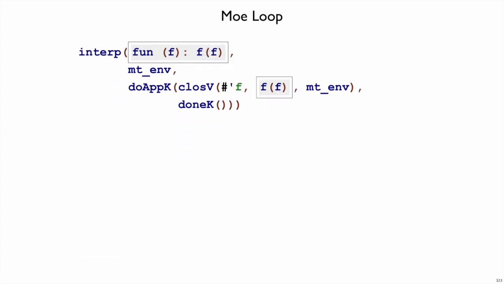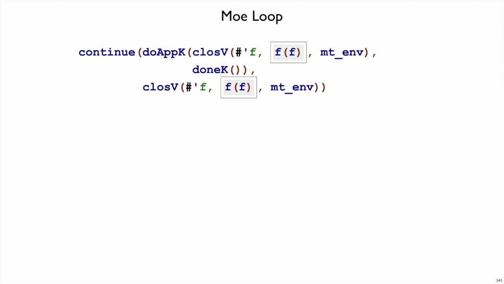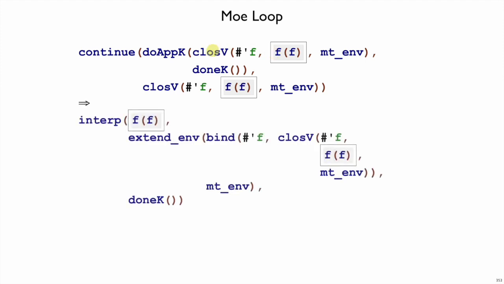Now, once again, we are interpreting a function expression, so we get a closure right away, and continue with the current continuation. When you continue with doapp_k, that means you have a value for the argument, and you have a value for the function, and so you want to call this function on that argument. That means we're interpreting this function's body in an environment that binds f, the argument, to the value that we are supplied, which is this closure. So we bind f to that closure, starting with the empty environment from the closure that we're calling.